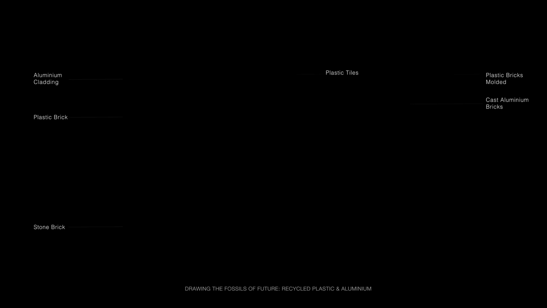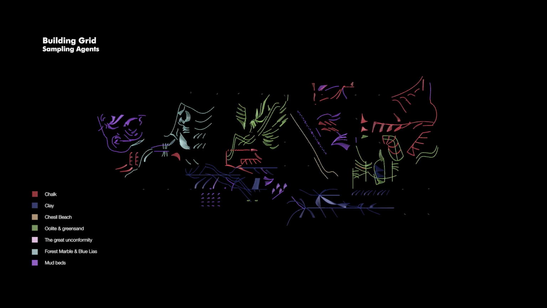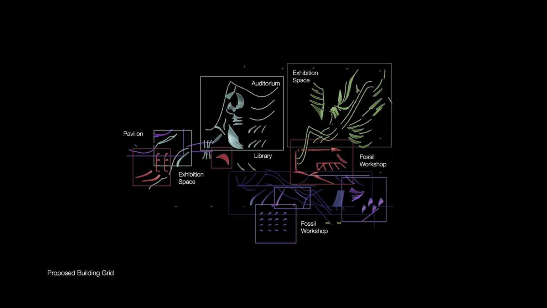After running all the tests, a final building grid is established. The proposed building grid is dynamic and is part of a larger grid representing the entirety of the Jurassic coast, reflecting the rock clusters. Each is assigned a program consisting of a library, auditorium, fossil museum, workshops, and archives.